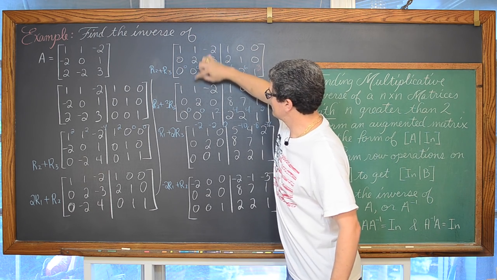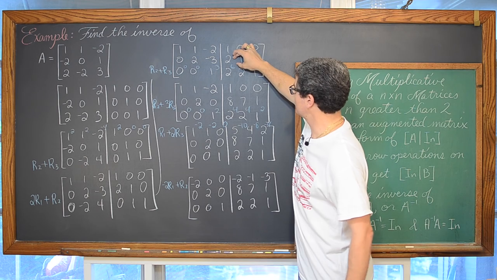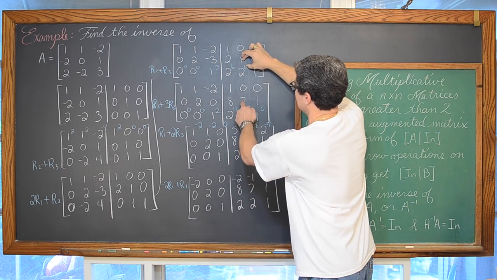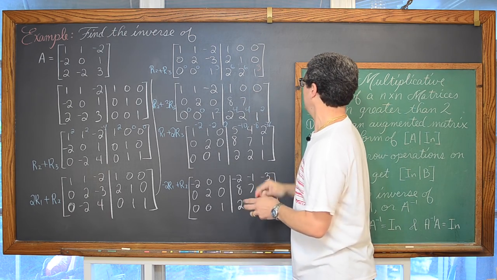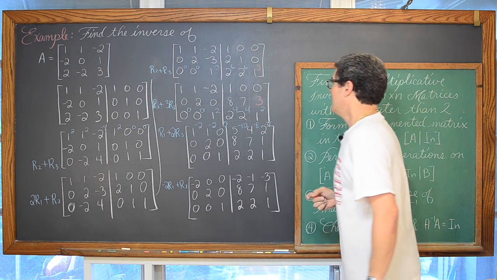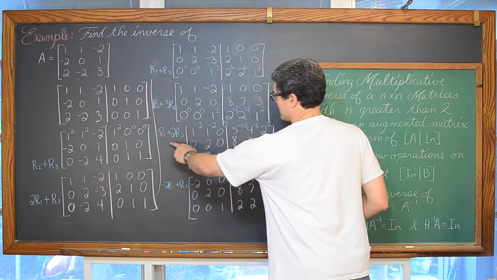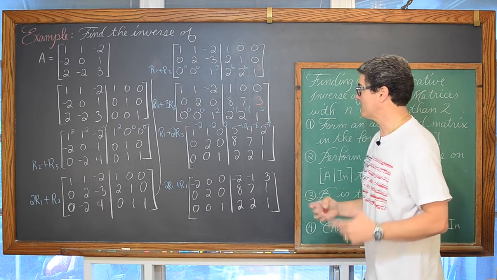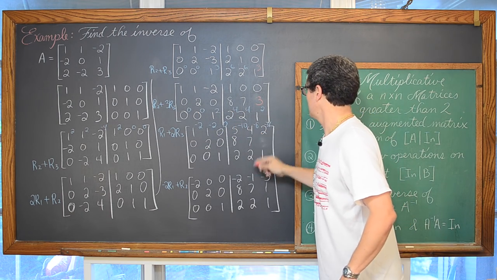0, 2, that's still going to be 0. We're looking at 2 and 6 is 8, 6 and 1 is 7, and then 3 and 0 is supposed to be 3. Now, on this next line of work, I didn't make any notation in the second row. I left it the same: 0, 2, 0, 0, 2, 0, 8, 7. Now that's going to be 3.